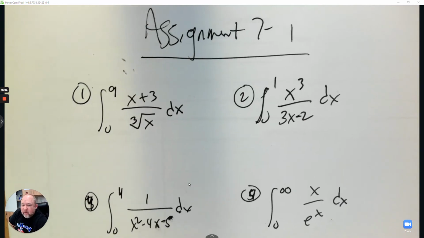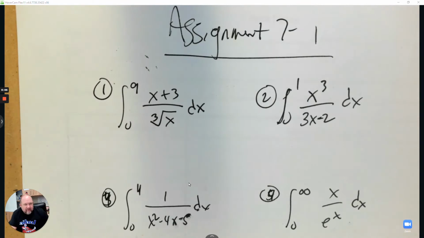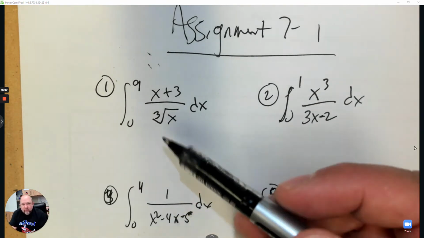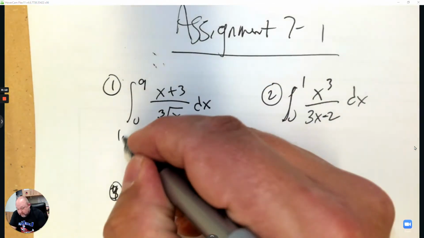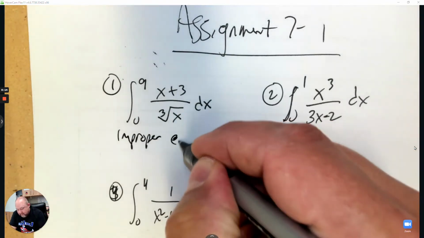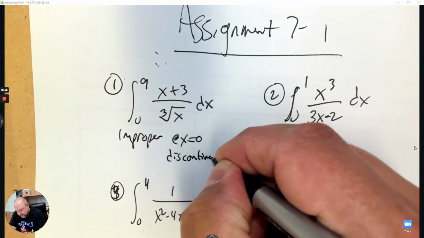All right, assignment 7-1 on improper integrals. Which one of these is improper and why? So the bounds here are 0 to 9. This is improper, because at 0 there is a discontinuity, an asymptote.